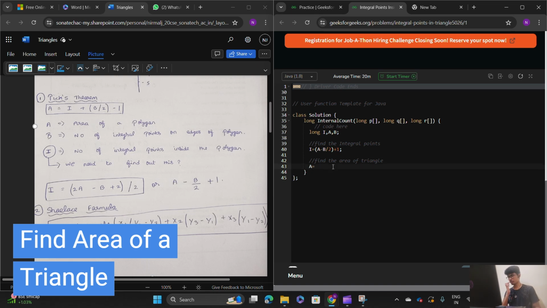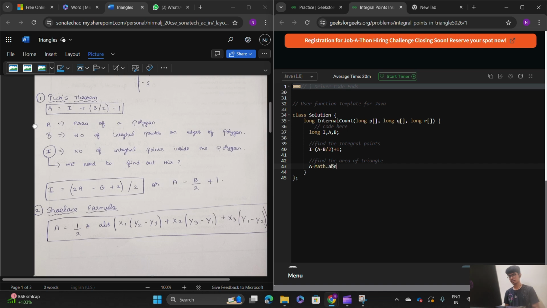So for that, let me use the method abs of x1 star y2 minus y3. I'm going to use this formula here. Plus x2 star y3 minus y1 plus x3 star y1 minus y2. For my convenience, I'm going to store all the values in x1, x2, and x3.